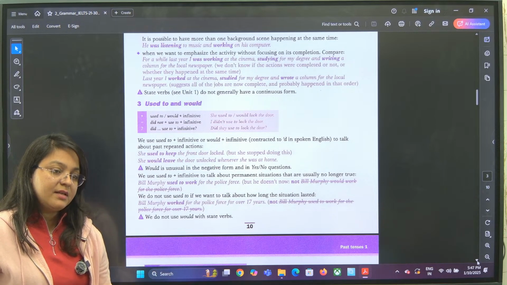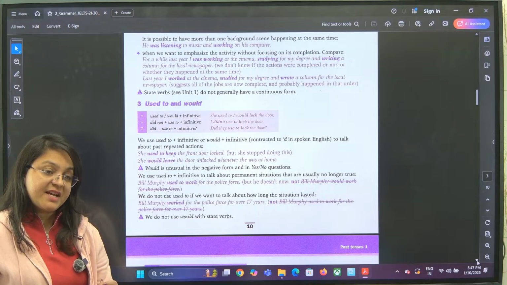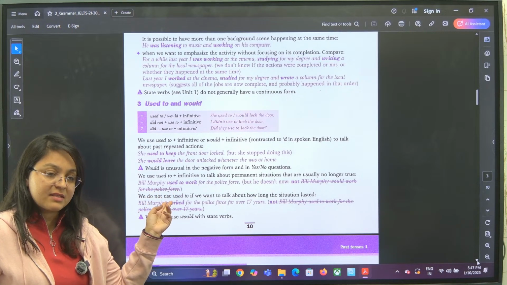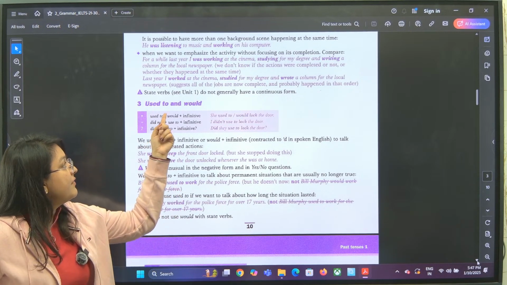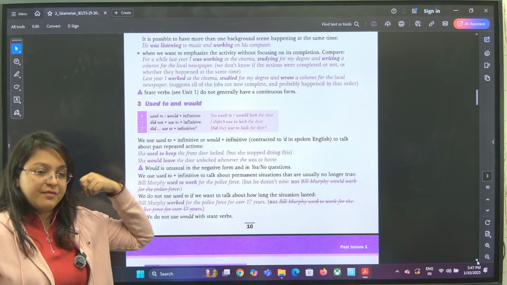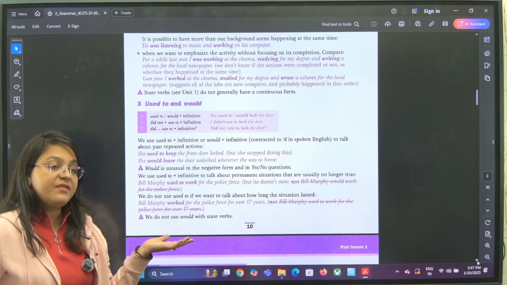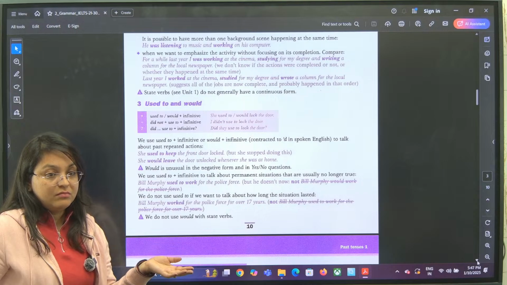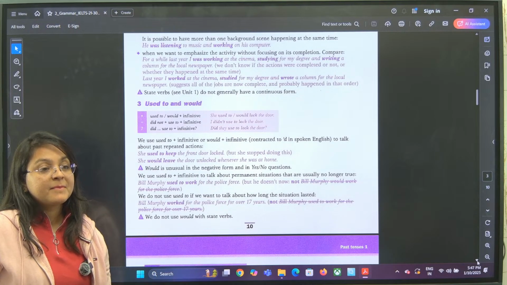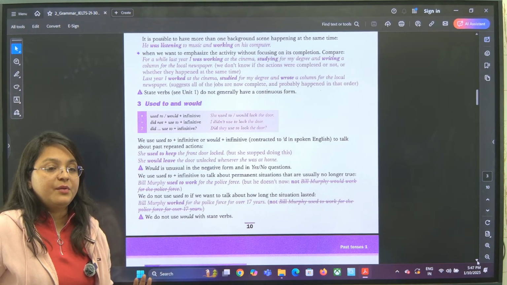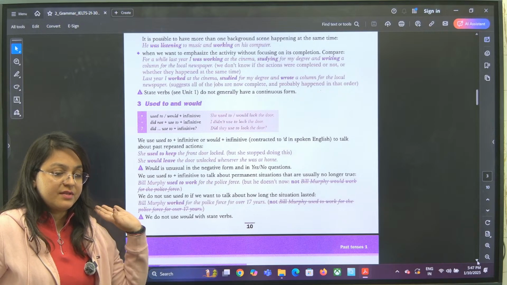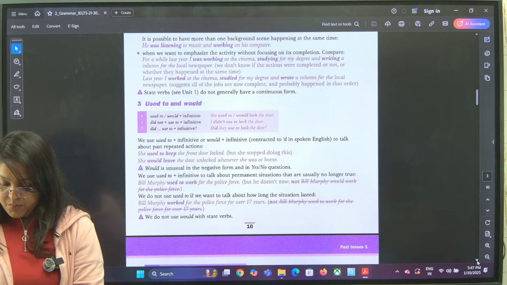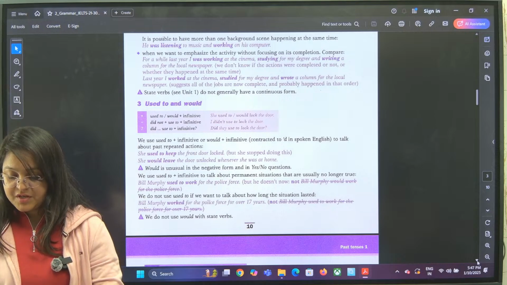Habitual actions or repeated actions that took place in the past can be described with the help of used to or would. But there is an exception. We cannot use used to when a time frame is included. Then we will not use used to. Clear? Now, on the next page, there is question number 1.